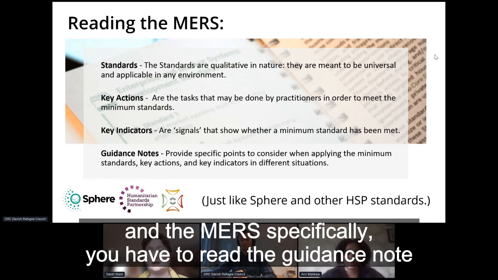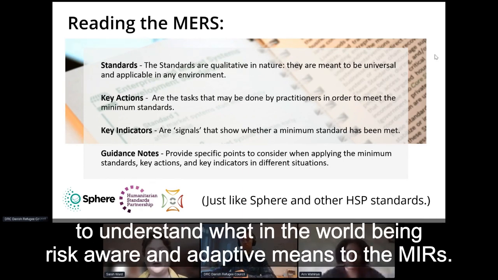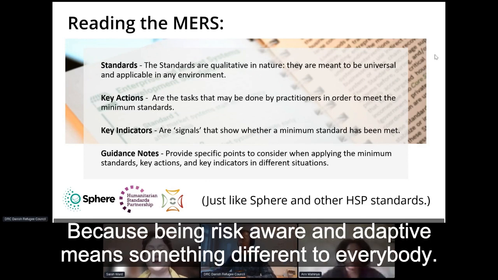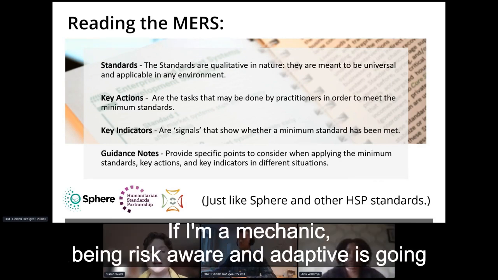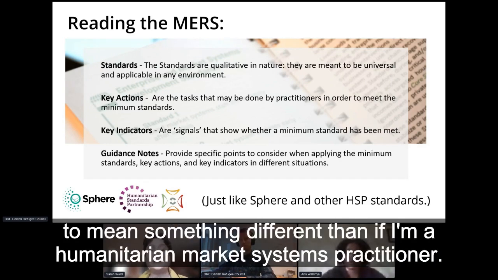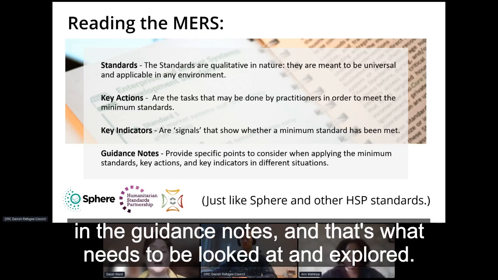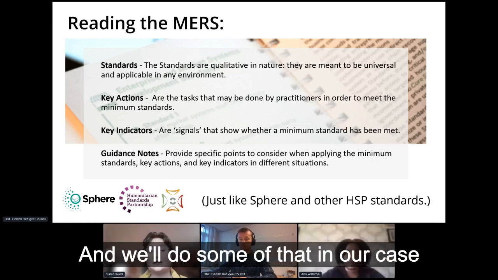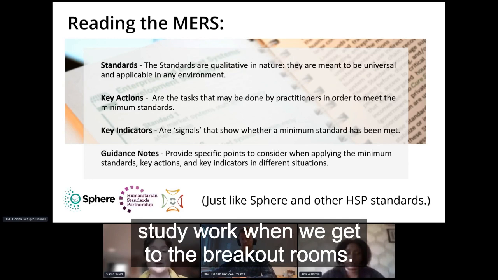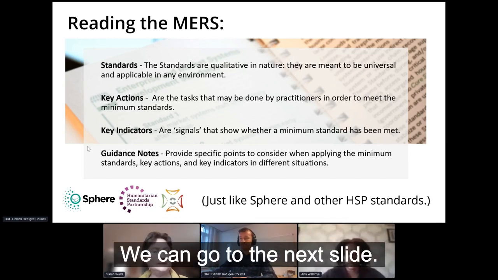You have to read the guidance note to understand what in the world being risk aware and adaptive means to the MERS. Because being risk aware and adaptive means something different to everybody. If I'm a mechanic, being risk aware and adaptive is going to mean something different than if I'm a humanitarian market systems practitioner. And what it means to a humanitarian market systems practitioner is in the guidance notes. And that's what needs to be looked at and explored. And we'll do some of that in our case study work when we get to the breakout rooms. We can go to the next slide.